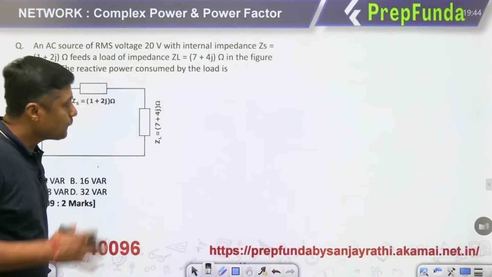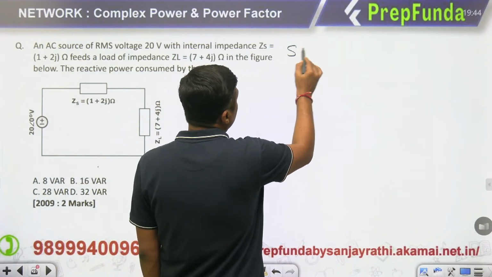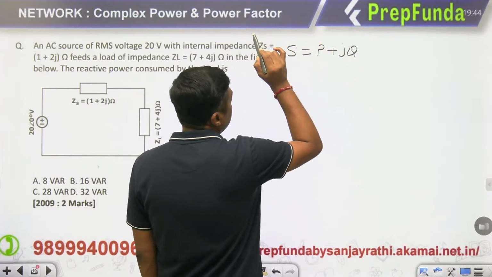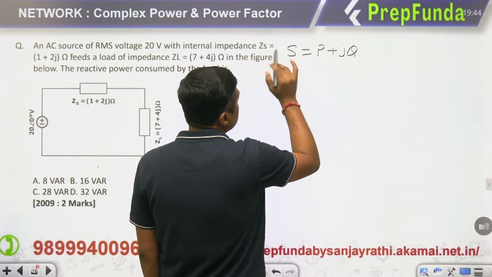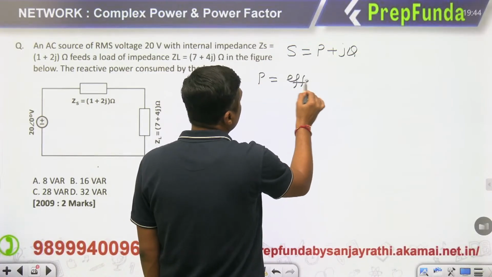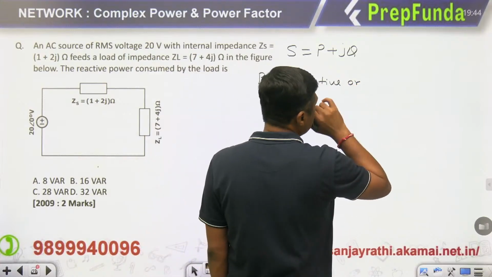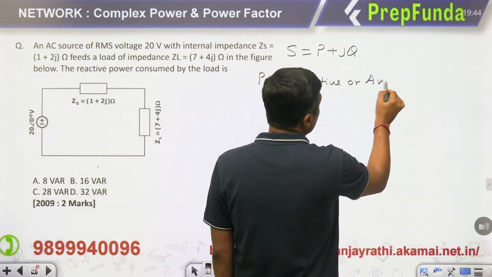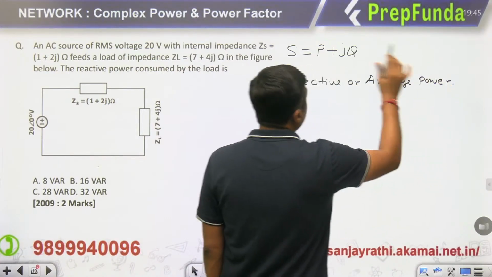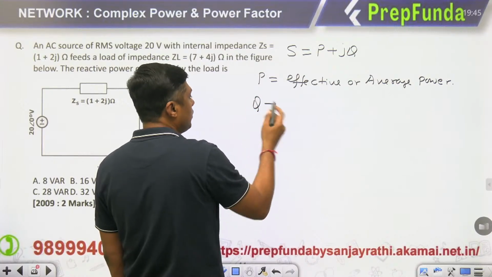Now already I have said there is a complex power, this is given by P plus JQ, right? P plus JQ, this is called complex power. P is called effective power, or what we can say average power, useful power, okay. And that Q, this is the reactive power.